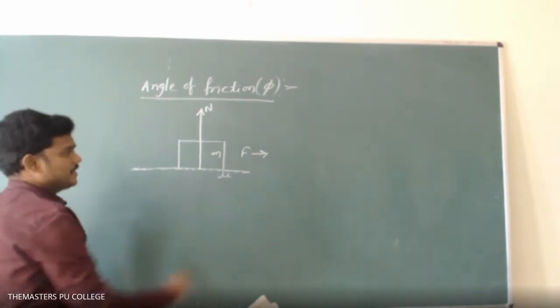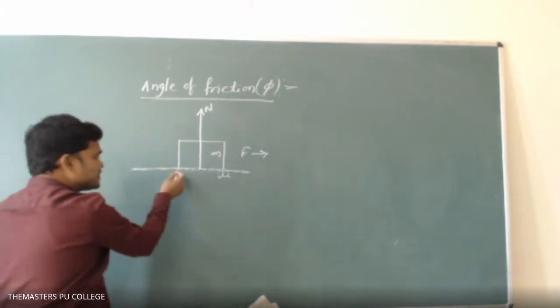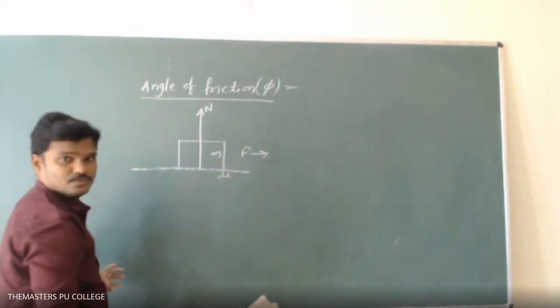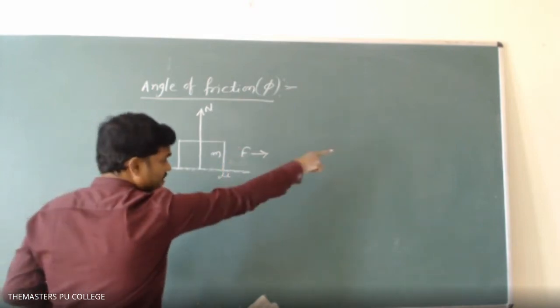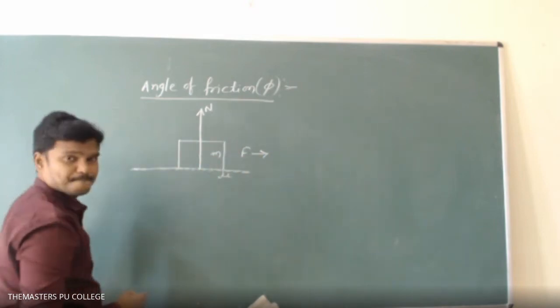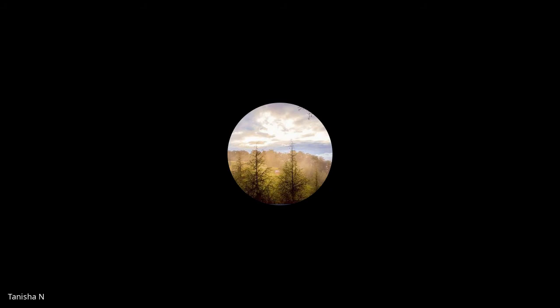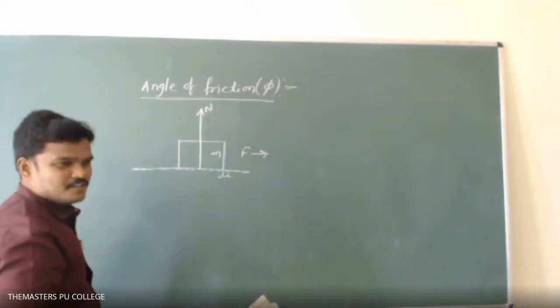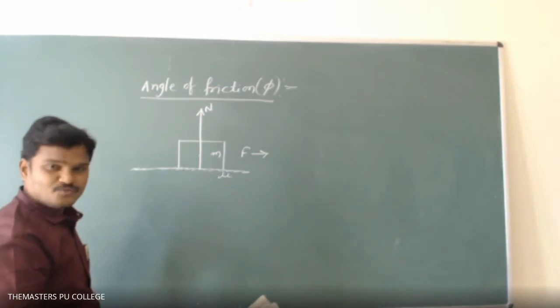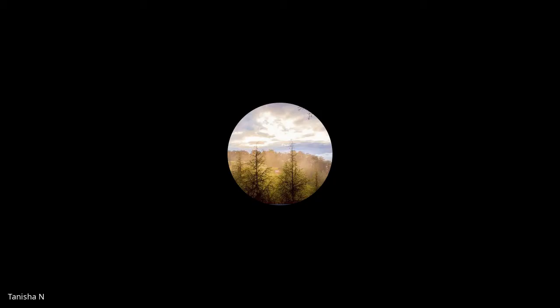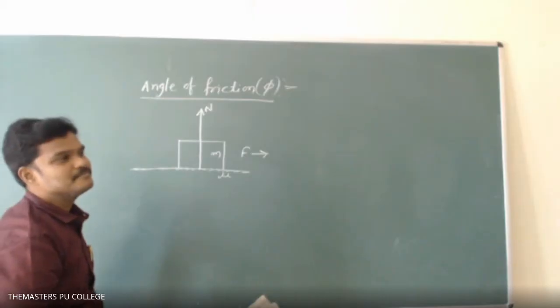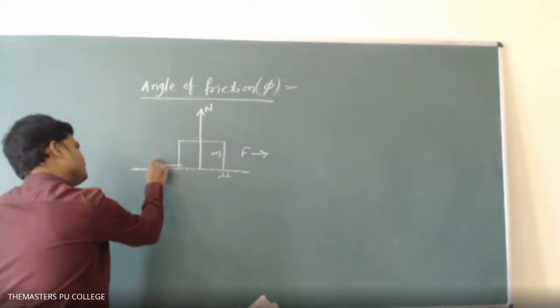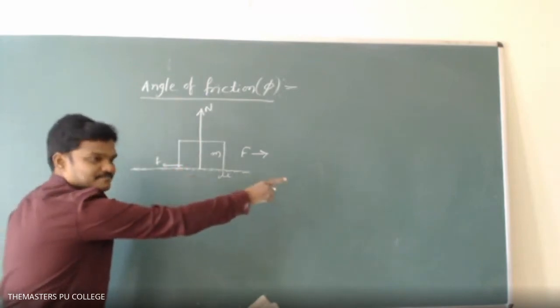If the applied force is greater than the frictional force, then the block will move. If I apply a force to the right side, on which side will the frictional force act? Opposite side. Does the frictional force act on the body or on the floor? On both. Very good. It will act on the body and on the floor.